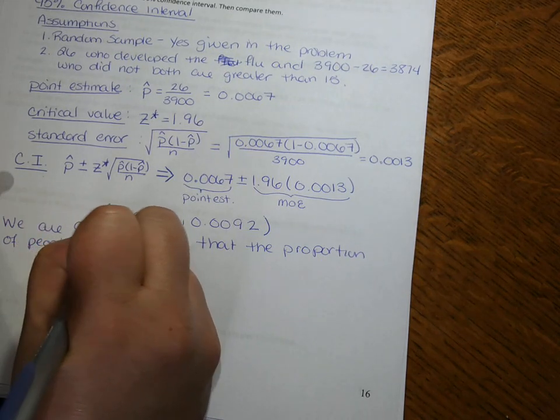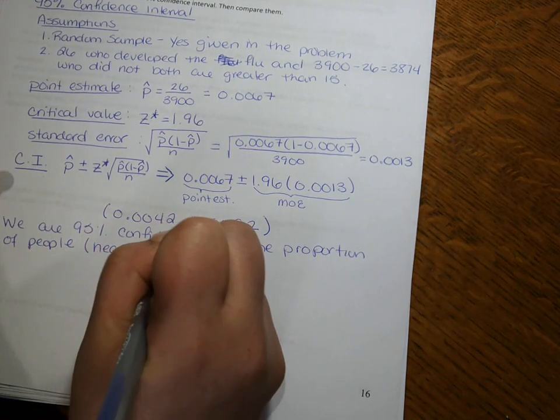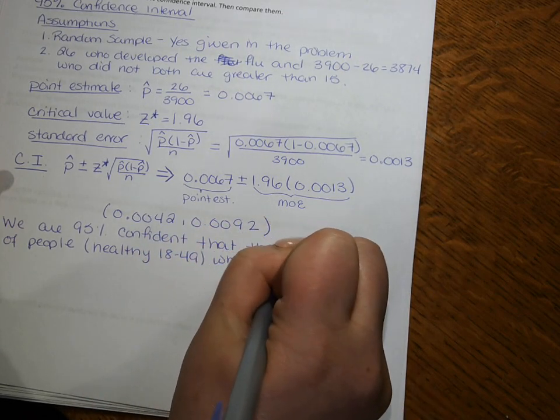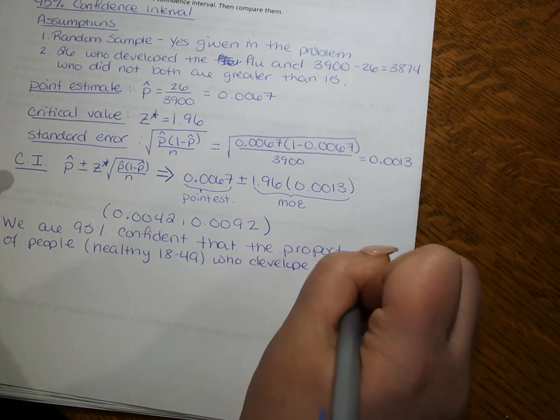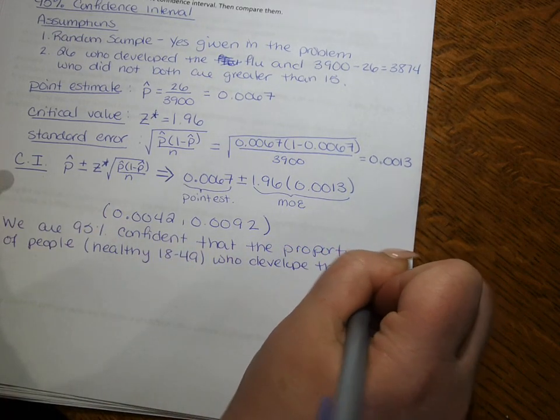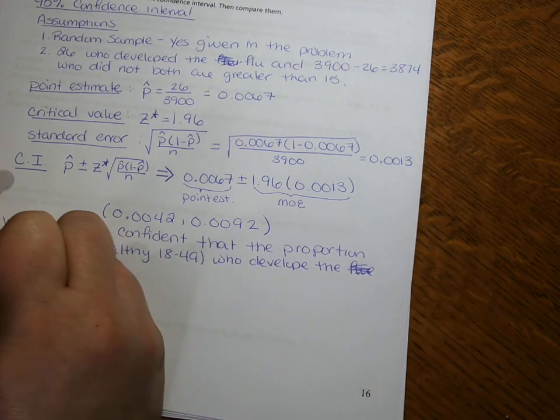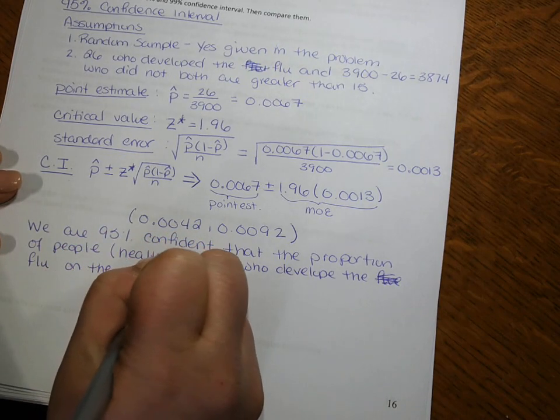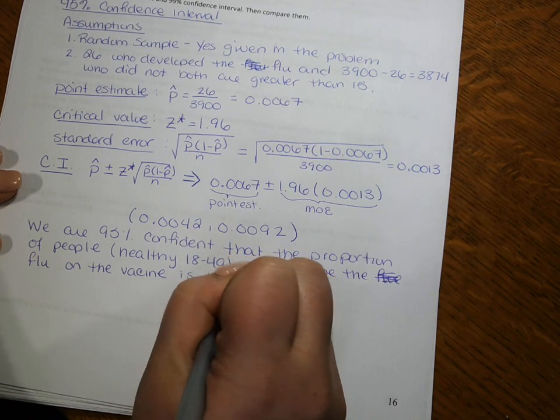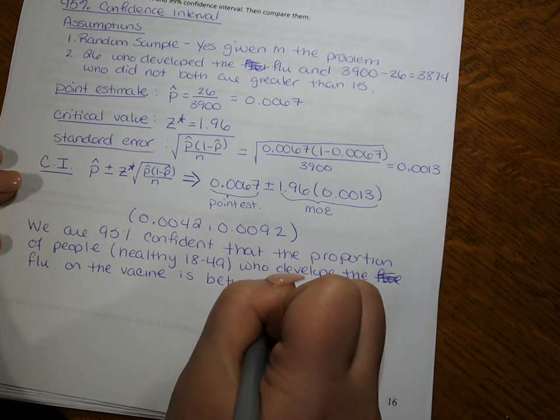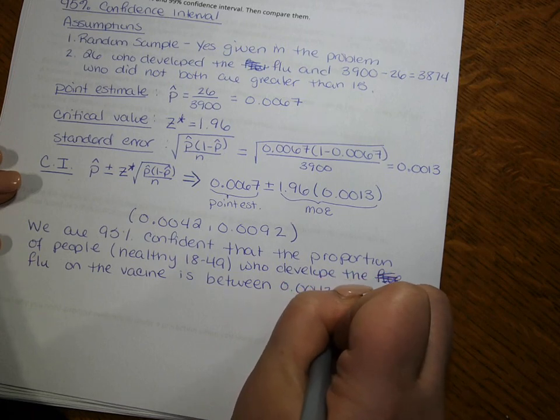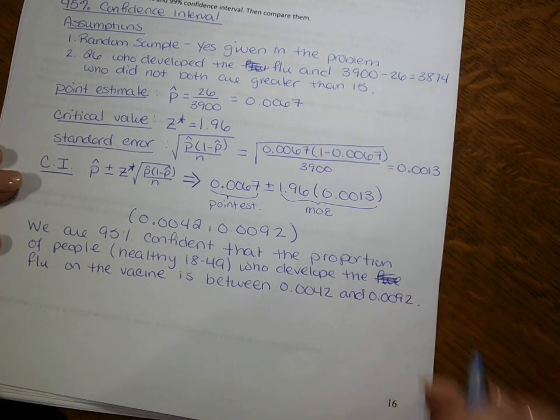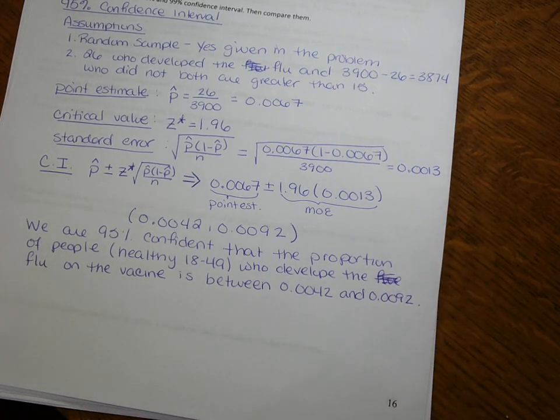So we'll say healthy people 18 to 49 who develop the flu, that's just FLU, on the vaccine is between 0.0042 and 0.0092. Alright, so that's the 95% confidence interval.